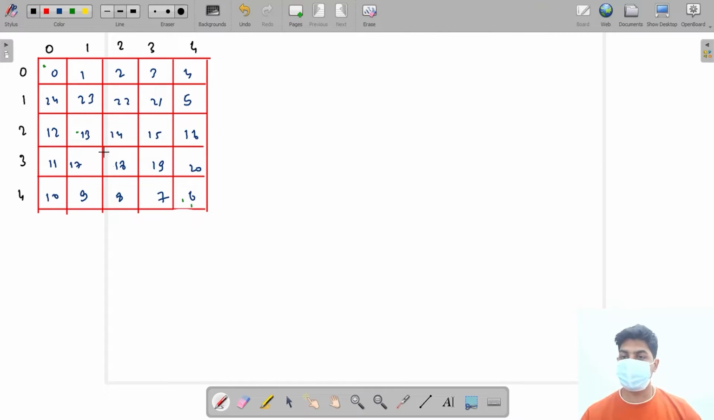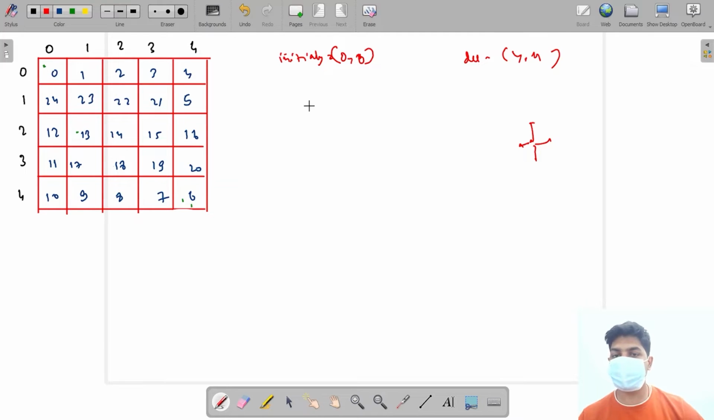So what we will do in this case: we have a source and a destination. Initially we are at 0 comma 0, and we want to go to the destination, which is 4 comma 4. So what are the steps available to us? We can go in any of the 4 directions: top, left, bottom, and down. So if I am at 0 comma 0, then I can go to 0 comma 1 or 1 comma 0. These two cells I can visit from 0 comma 0.